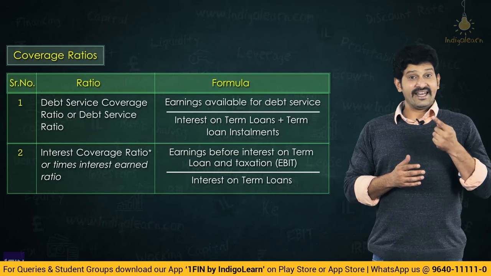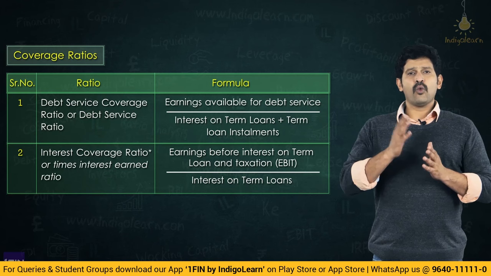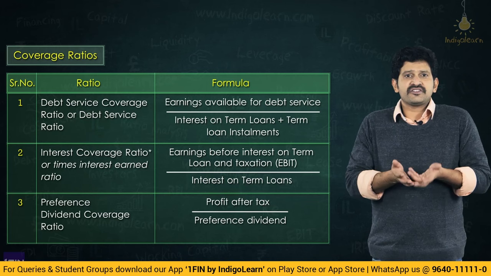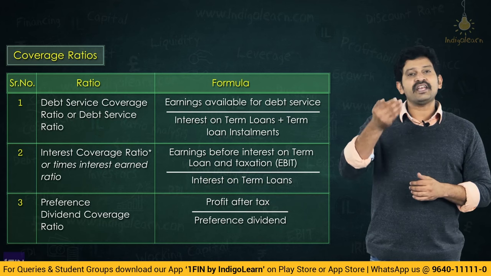In the same lines, what is our preference dividend coverage ratio? EBIT minus interest, EBT minus tax, PAT minus preference dividend. Therefore, for our preference dividend coverage ratio, where are we paying the preference dividend? From PAT, the post-tax profits. Therefore, PAT divided by preference dividend will give us the preference dividend coverage ratio.